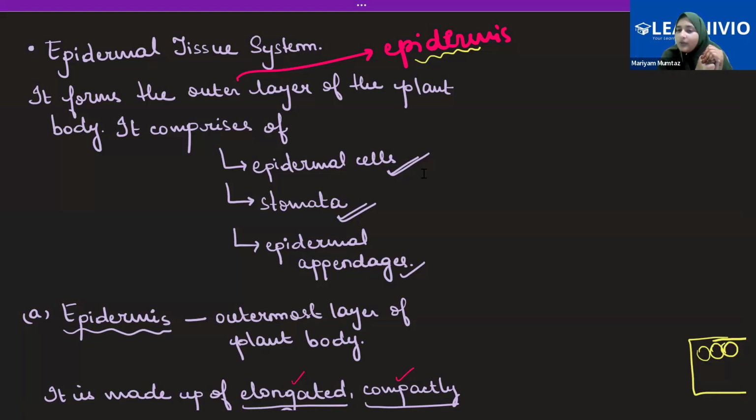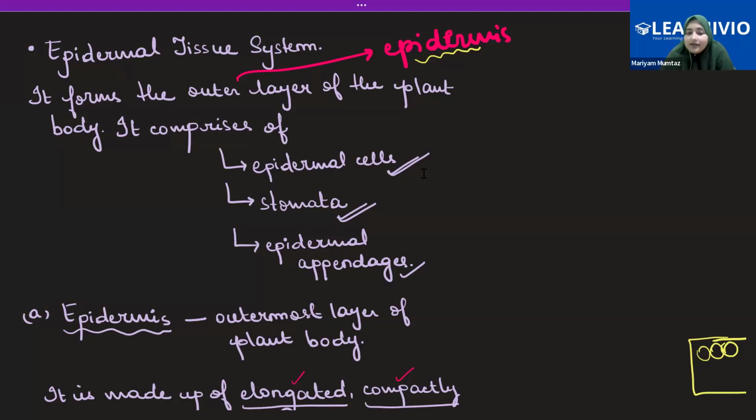epidermal appendage. What is the meaning of appendage, students? Appendage. Protrusion. Something that is coming out of something, right? The thing that is coming out. It could be anything like hair. It could be anything like root hair, stem hair, all of that.